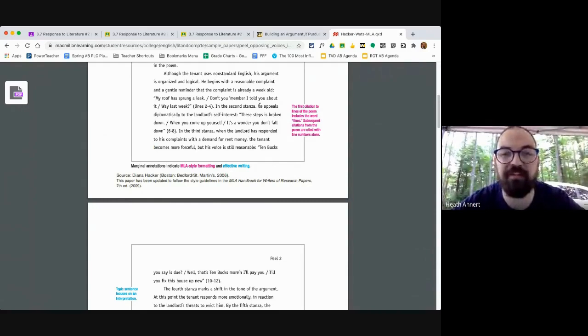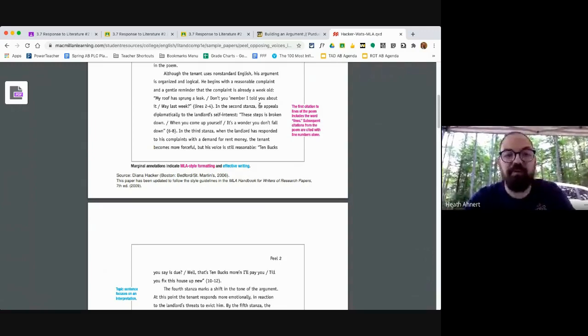Although the tenant uses non-standard English, his argument is organized and logical. He begins with a reasonable complaint and a gentle reminder that the complaint is already a week old. That's just context, no argument there, but it does help me read the poem smoothly. 'My roof has sprung a leak. Don't you remember I told you about it way last week?' In the second stanza, he appeals diplomatically to the landlord's self-interest. Still no analysis, just context and source integration. Good stuff, but no analysis.